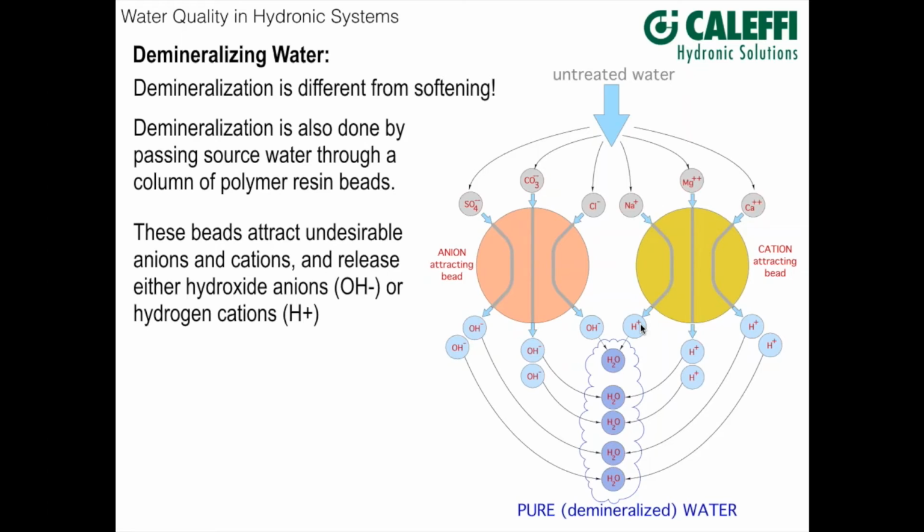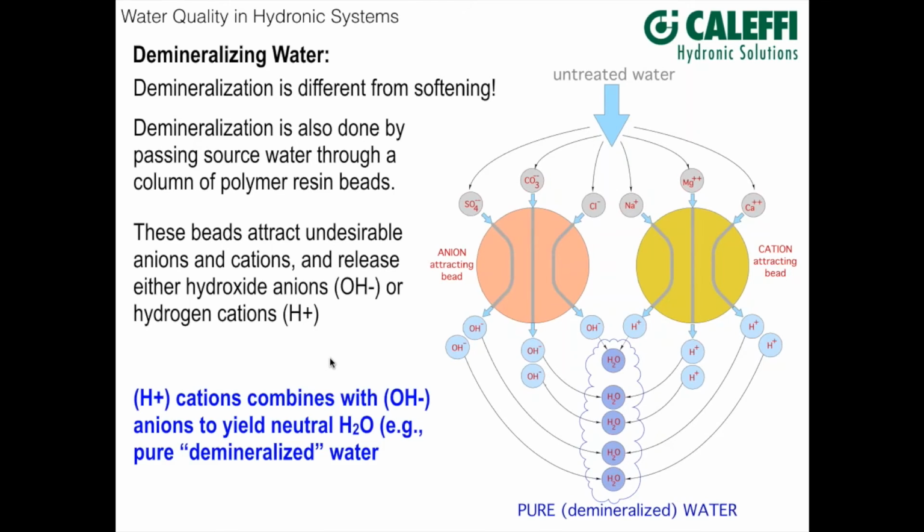Now, what's distinctly different about this process is that the end result is an output of either hydroxide anions or hydrogen cations. And you can probably guess what happens when you take an OH negative and combine it with an H positive. You get H2O, which is an electrically neutral, pure water molecule. So the end result is that you've stripped out the undesirable anions and cations, and you've produced pure water in their place. Quite a difference.